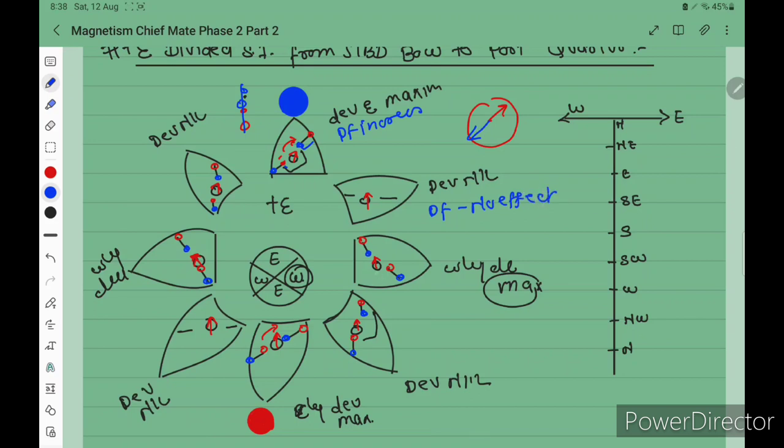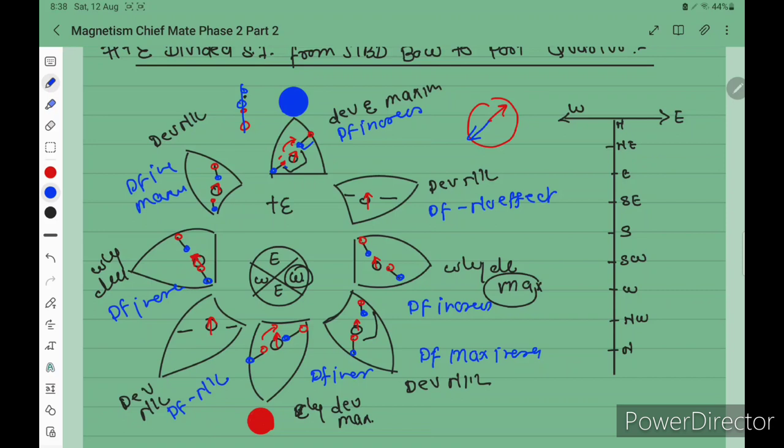Here it's close to aligned, so DF increased. Here exactly aligned, so DF maximum increased. Here also DF increased. Here DF nil, or no effect on DF. DF increased. DF increased maximum.